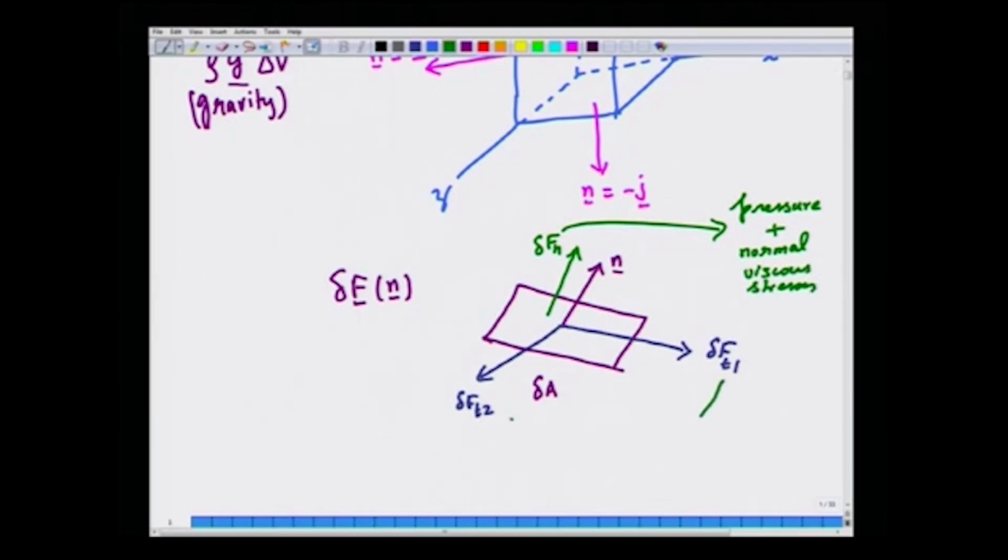The tangential forces are purely due to, or also called shearing forces or shear stresses, if you define it in terms of per unit area. These are only due to viscous stresses in a fluid.